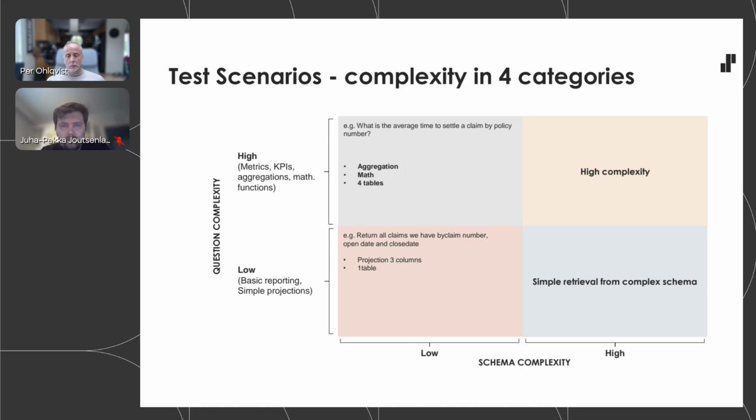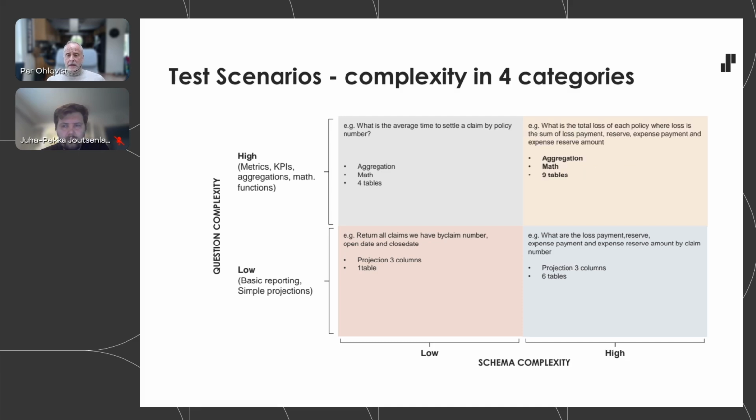The third one, with a higher schema complexity but still low question complexity, covers six tables. And the fourth, called high complexity here, adds mathematical functions and aggregations, and crosses nine tables. Just bear in mind that nine tables in a production environment is quite limited. So probably you will have systems with a lot more tables and even more complex calculations.